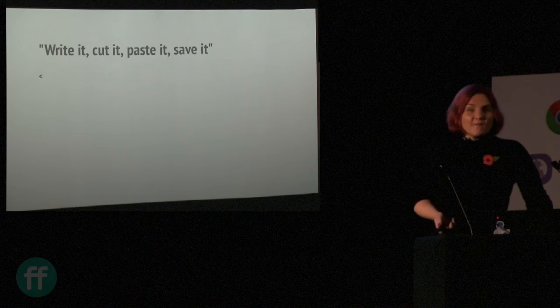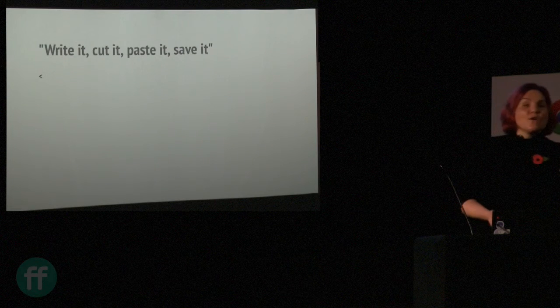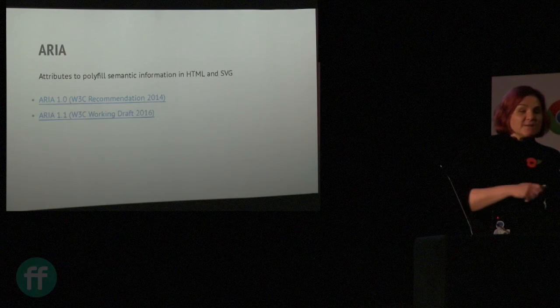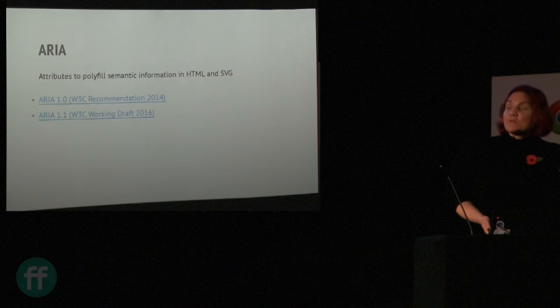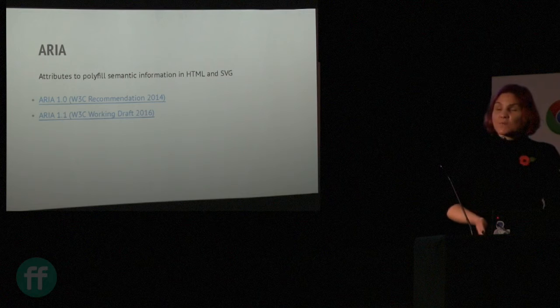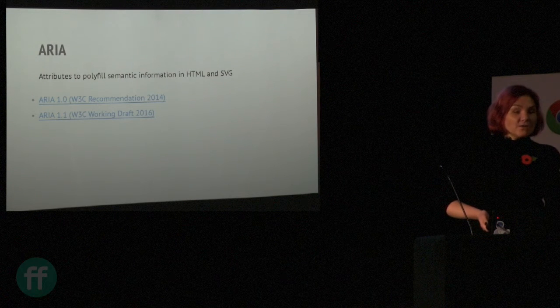I mentioned saving it, fixing it is a big part of what we need to do in accessibility. And there is a technology that comes in pretty useful for that. It's called ARIA, which is Accessible Rich Internet Applications. It's a whole bunch of attributes that you can add to HTML or SVG that let you add or change the semantic information, the accessible information that's available to assistive technologies. So it doesn't change the accessibility tree, but it does let you overwrite it.